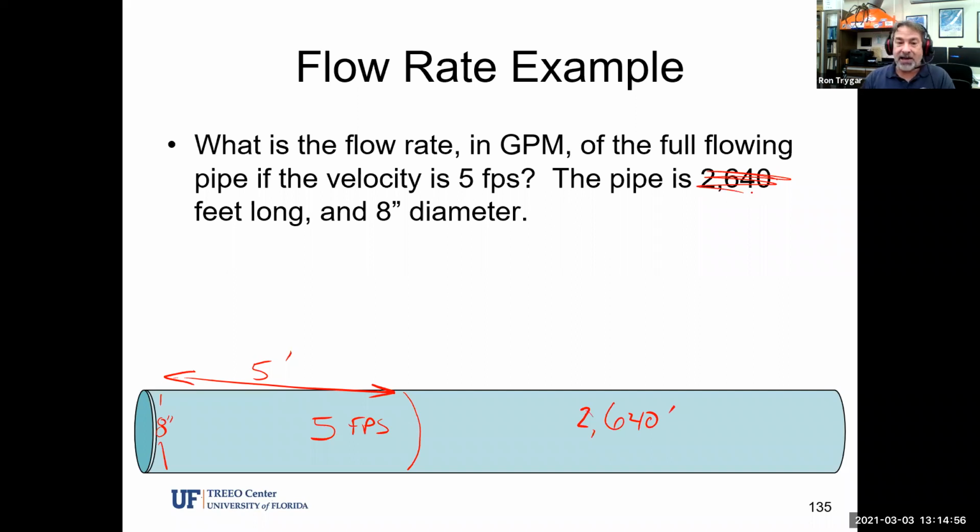It doesn't really matter what the length of the pipe is when you're given the velocity as feet per second. The velocity actually has the length in it that we're really worried about. We don't really care about the whole pipe. We just want to know how many gallons per minute are flowing through here if the velocity is this many feet per second. And it's all calculations that are conversions from one unit to the other.